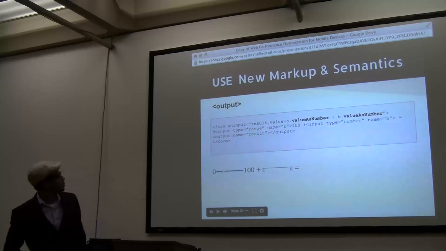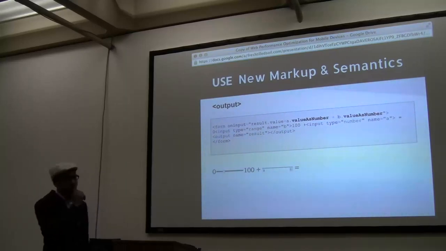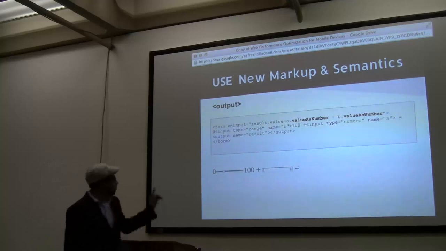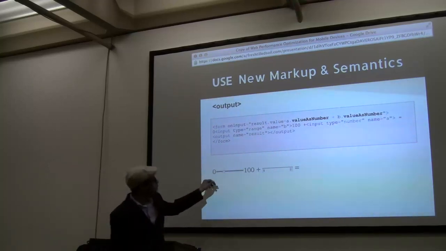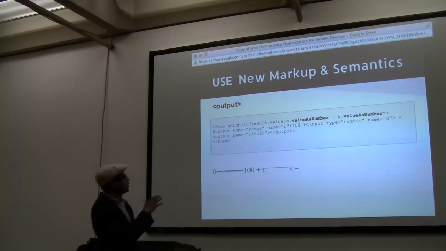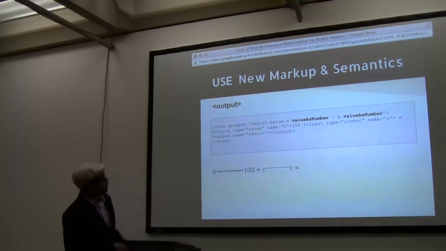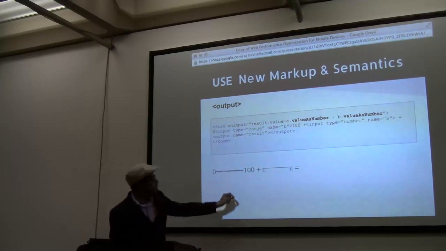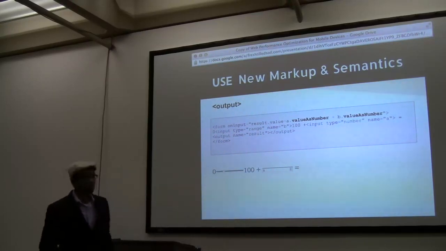Here is another one. I like this one. This is my favorite one because I like math. But basically, you've got the range input, and you've got the number input. And here you can spit out, using the output tag, the results as you're moving around with this little dial right here. And that saves, again, tons of JavaScript, DOM depletion, all of that fun stuff. It's taken care of for you right here in HTML5.